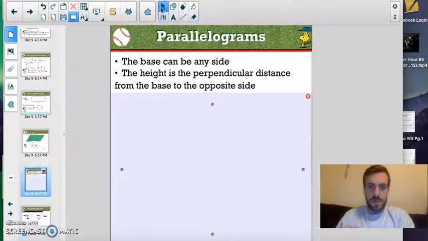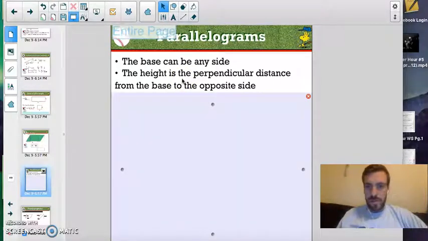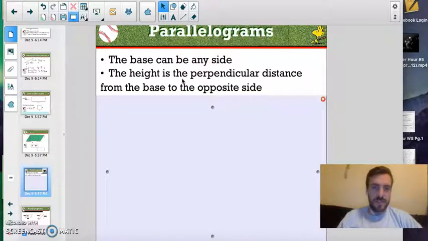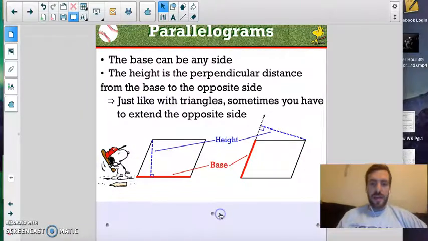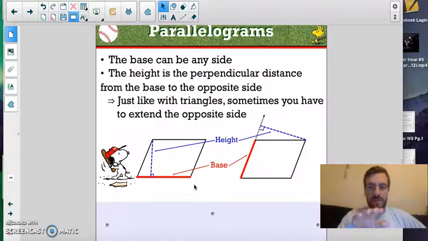Parallelograms. So, you don't have to write this down. This is in your sheet. This is just for you to know and look at. And I just want to explain this to you. So, like I said before, the base can be any side. So it could be this side, down here that you see, could be this side. I personally like to do the bottom one because that just makes sense. When you say base, we usually think of the bottom.